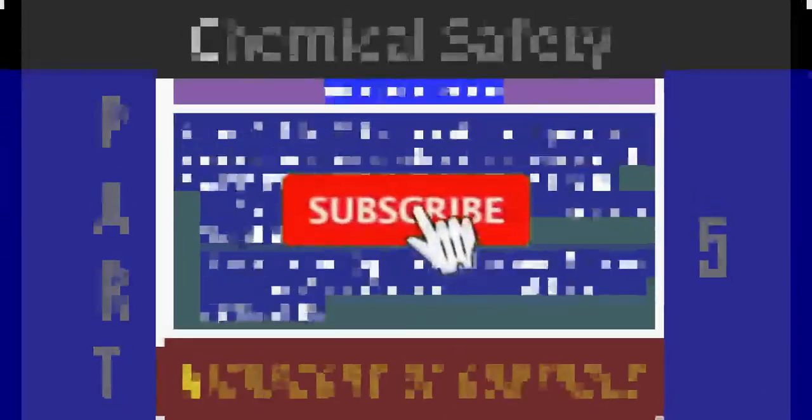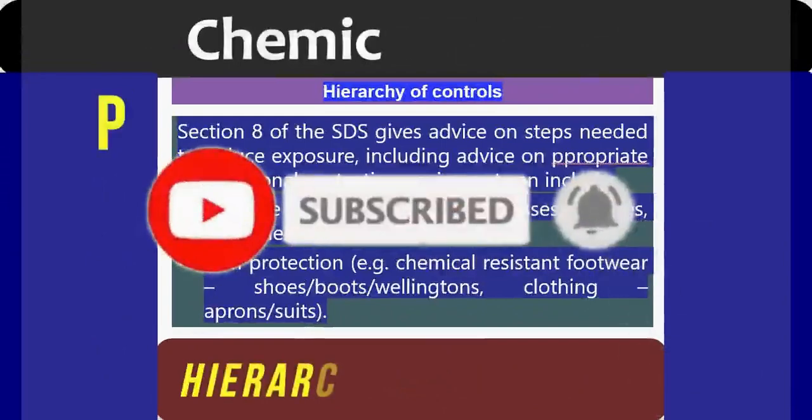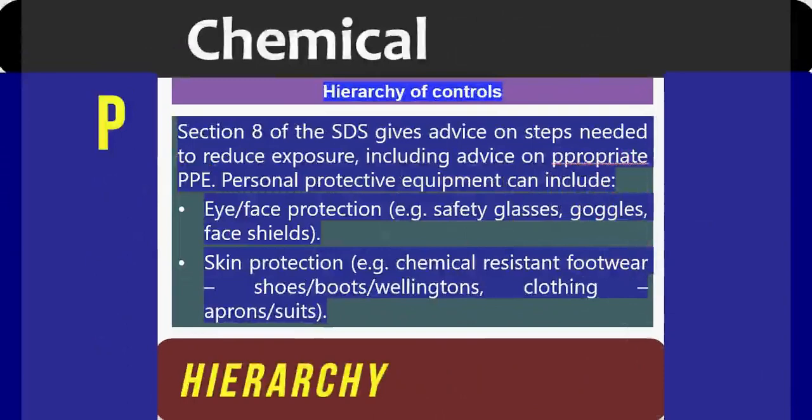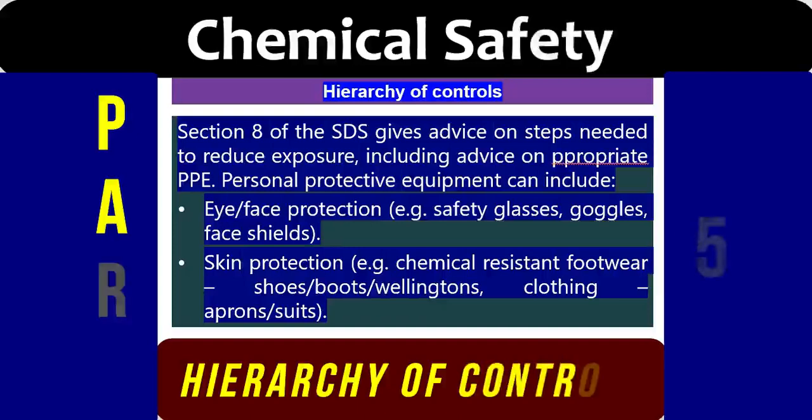Section 8 of the SDS safety data sheet gives advice on steps needed to reduce exposure, including advice on appropriate personal protective equipment. Personal protective equipment can include eye and face protection, for example, safety glasses, goggles, or face shield, skin protection, for example, chemical resistant footwear, shoes, boots, clothing, aprons, or suits. These all are for skin protection.